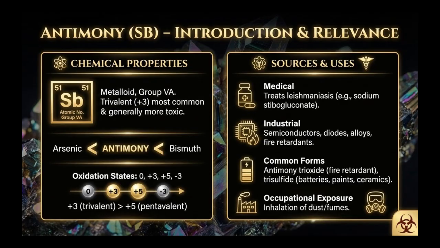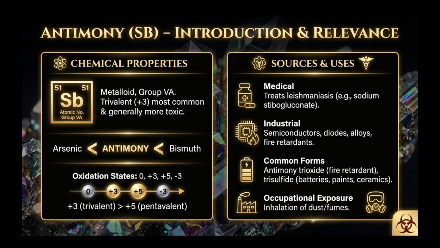This element is located in group 15 of the periodic table, with an atomic number of 51 and an atomic weight of 121.76. It sits below arsenic and above bismuth. Historically, antimony has been considered less toxic than arsenic, but more toxic than bismuth. It exists in 4 oxidation states: 0, +3, +5, and -3. The most common oxidation state is +3.